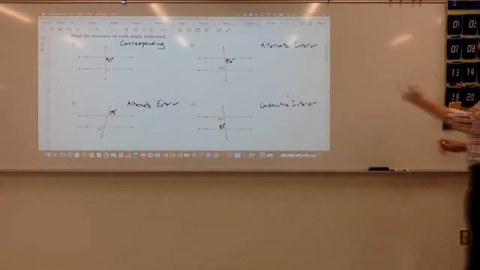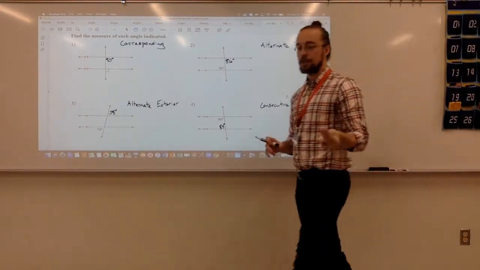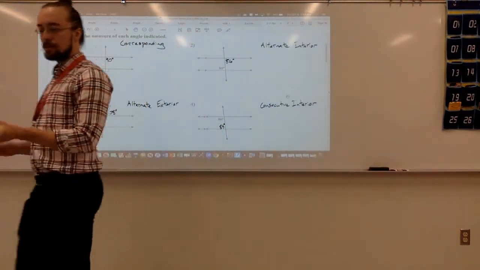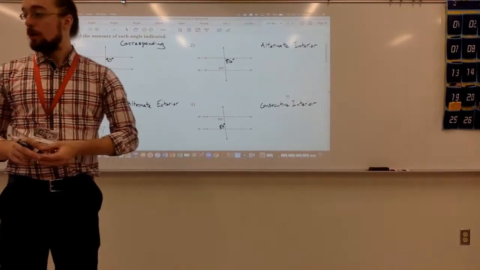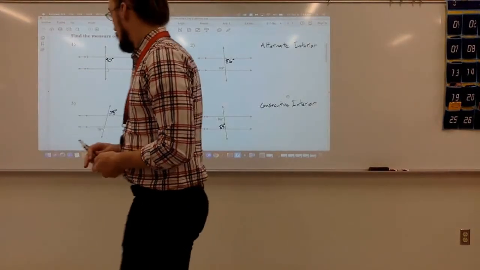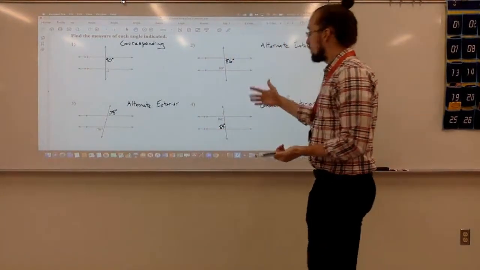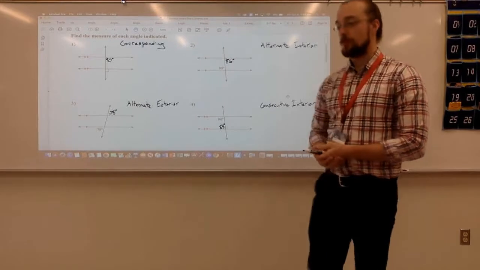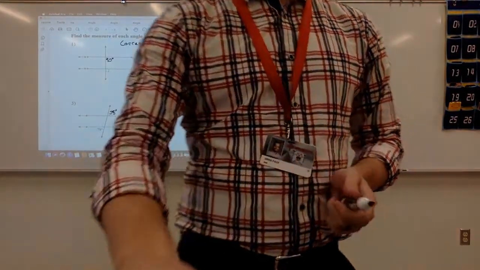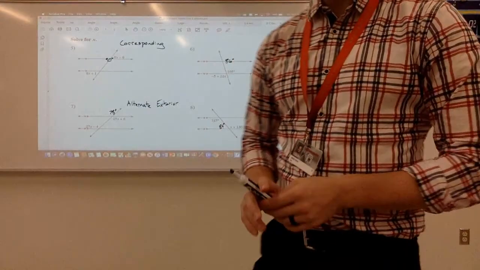So corresponding, alternate interior and alternate exterior are equal to each other. Consecutive interior adds to 180. Consecutive interior and consecutive exterior would both add to 180, if we come across consecutive exterior. All right, so let's take a look at setting up and solving some equations then.